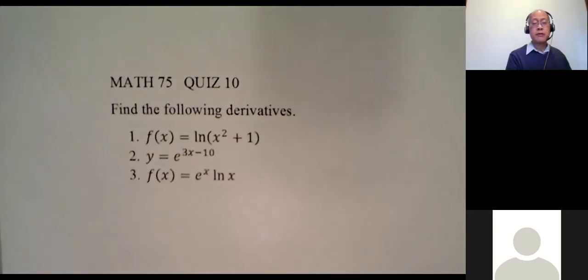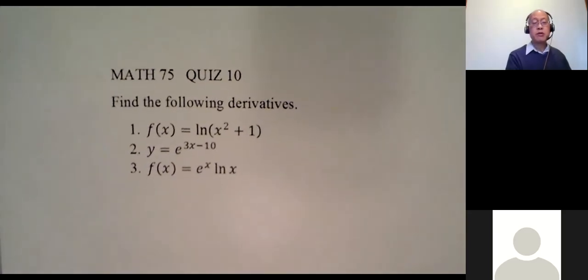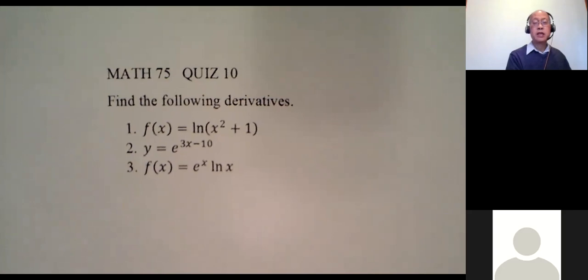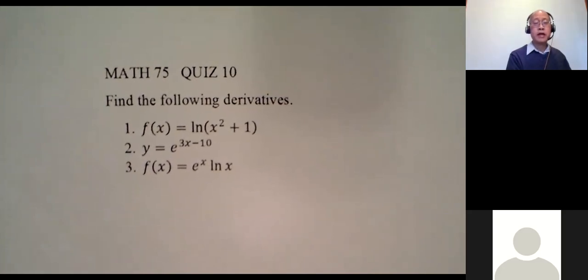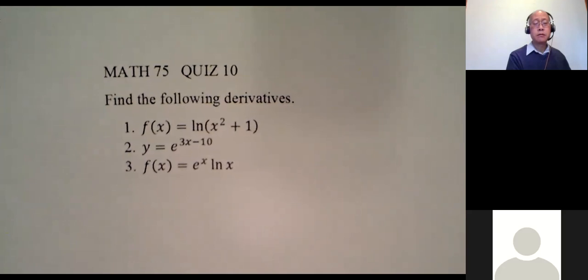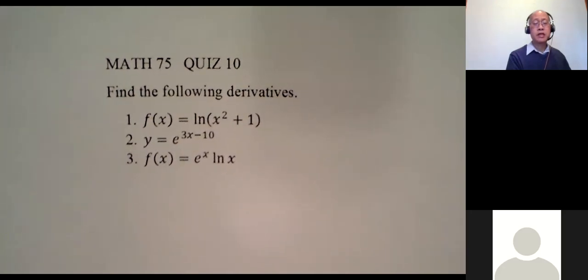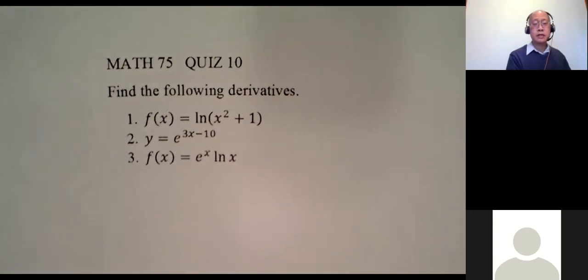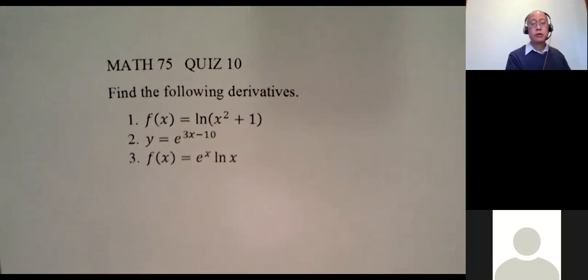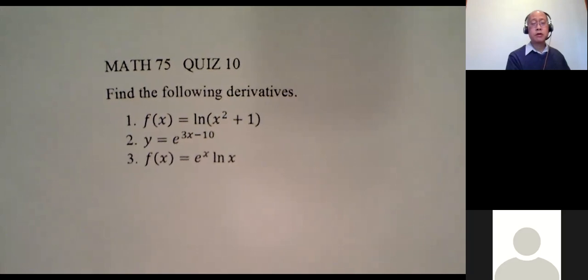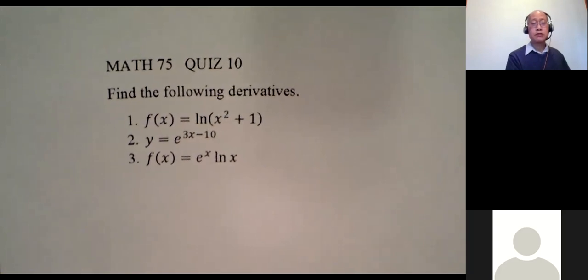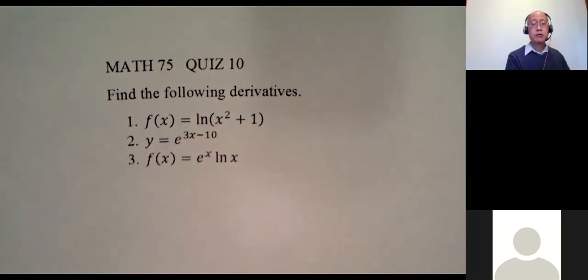Find the following derivatives. Number 1, f of x equals ln of x squared plus 1. Number 2, y equals e to the 3x minus 10. Number 3, f of x equals e to the x times ln x. I'll hold it for maybe another 15 seconds.